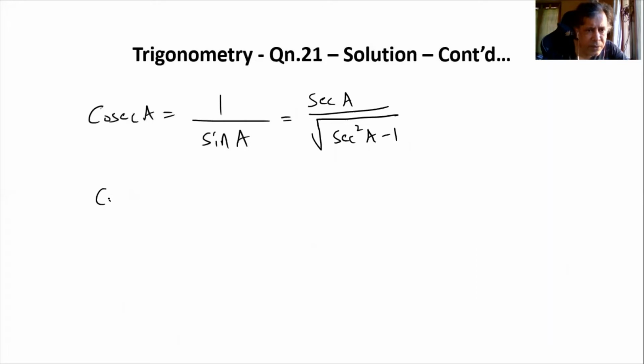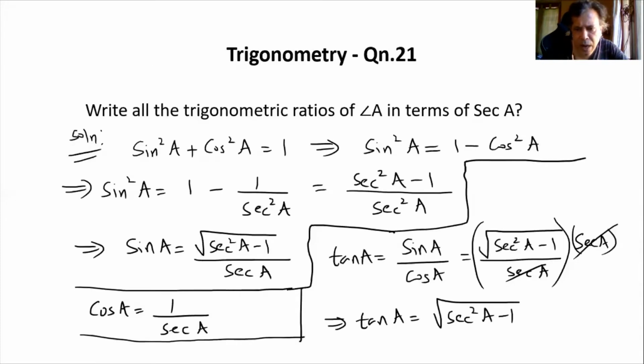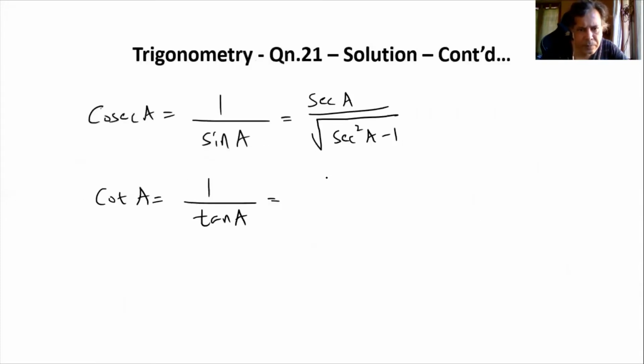Then next is cotangent. It is 1 by tan A. Already we computed tan A. We'll write the inverse: 1 divided by square root of secant square A minus 1. That is what this question is about. Right. Let us move on to the 22nd question.